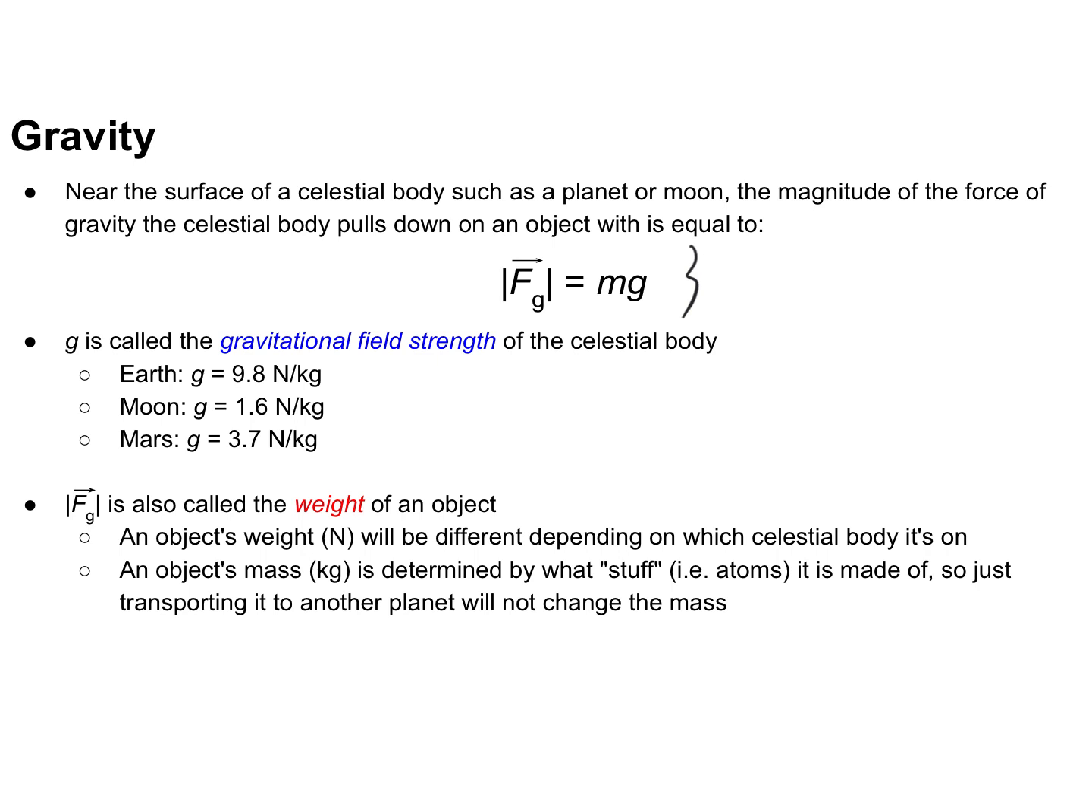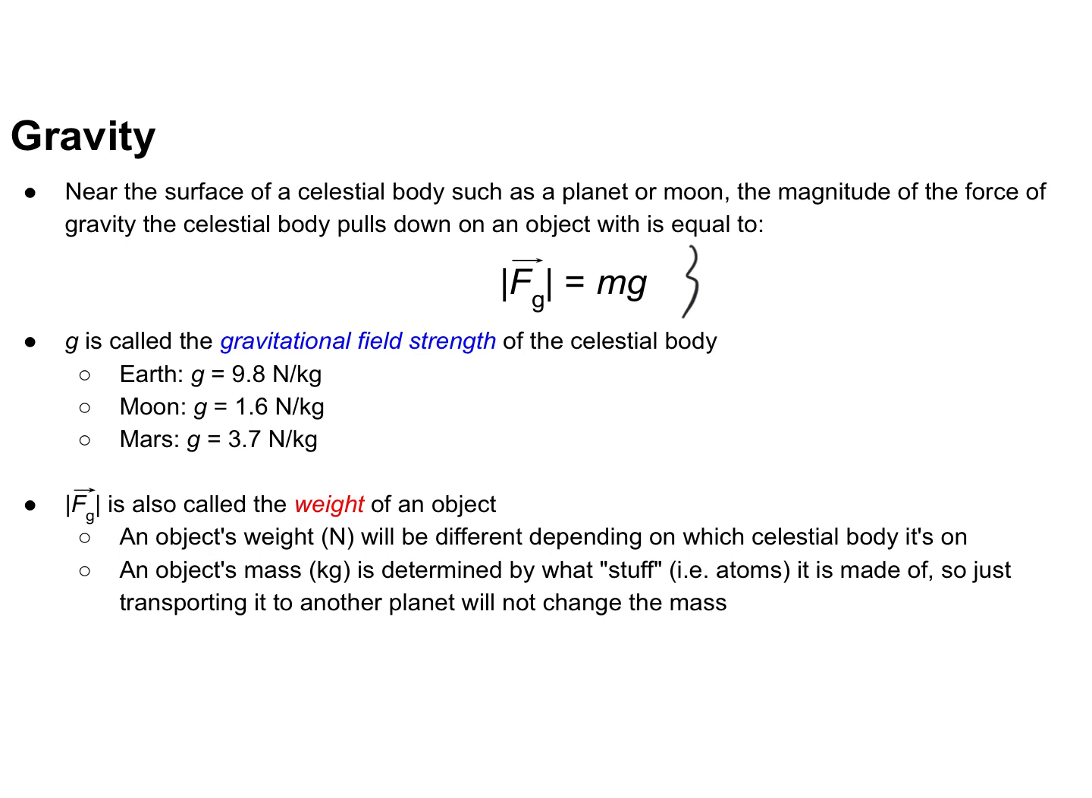M is the mass of the object. The heavier the object is, the more gravity the Earth will pull down on it. And g is called the gravitational field strength. And that depends on what celestial body you're referring to. So if it's the Earth, the g value is 9.8 newtons per kilogram.